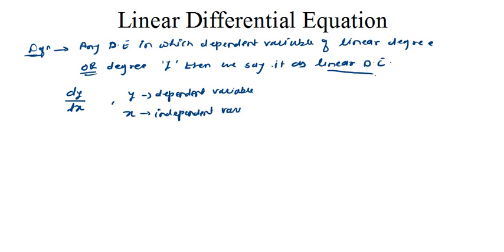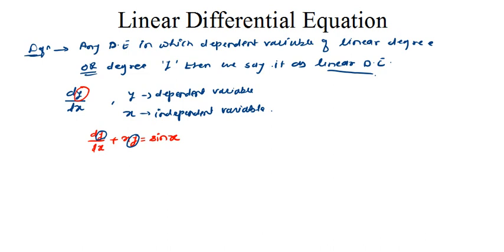Okay, so any differential equation which is of order 1, also the degree 1, and also if this dependent variable is of the linear degree or of the degree 1, then we will say that the given differential equation is a linear differential equation. For example, I will write it as dy by dx plus x into y equal to sin x. Now clearly the dependent variable is y, and wherever y is there, its degree is 1, so that's why it is a linear differential equation.